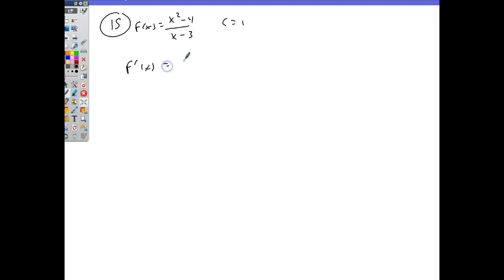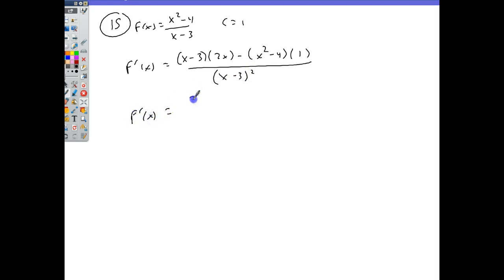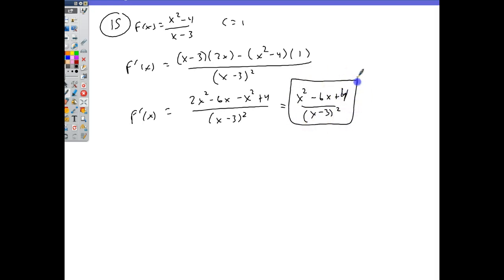All right, quotient rule time. Bottom times the derivative of the top minus the top times the derivative of the bottom, all over the bottom squared. So the derivative would be 2x squared minus 6x minus x squared plus 4, all over x minus 3 squared. Check to see if that's factorable. It's not. So that would be my answer for the derivative.